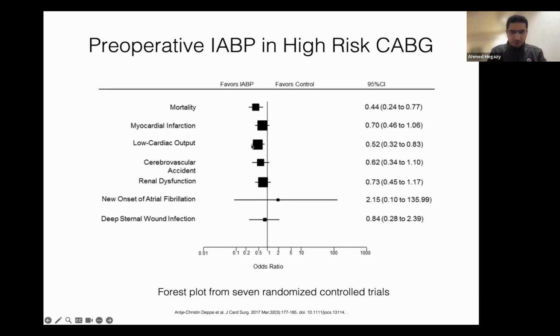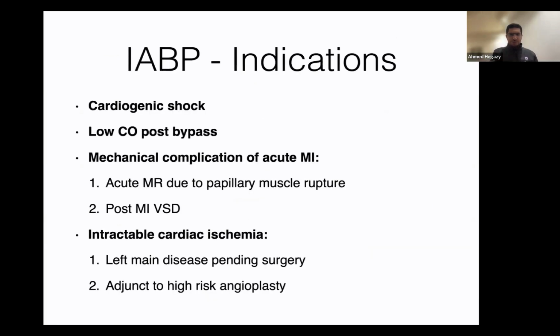And the cardiac output, having symptoms of low cardiac output, was less in those who got a balloon pump. So you improve, obviously, cardiac output with a balloon pump. So there was a benefit here in this publication on mortality and in improving cardiac output, but there was no other benefit really to balloon pumps in this publication. So back to our list of indications.